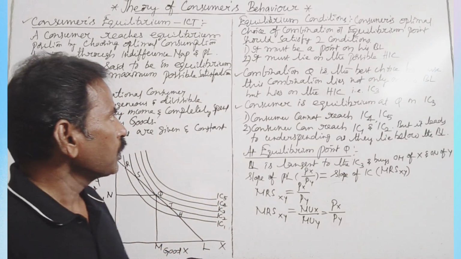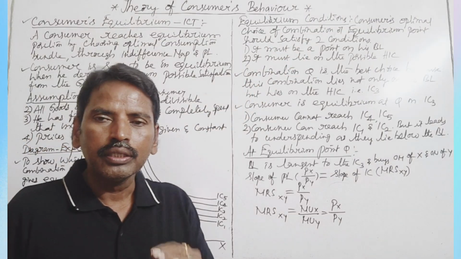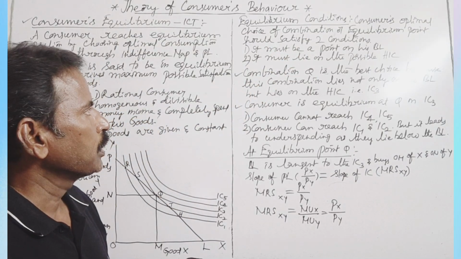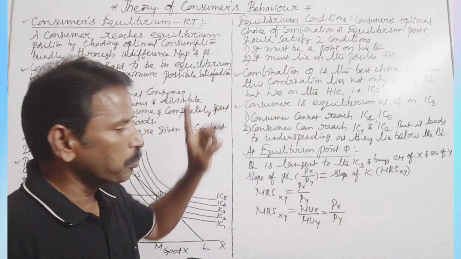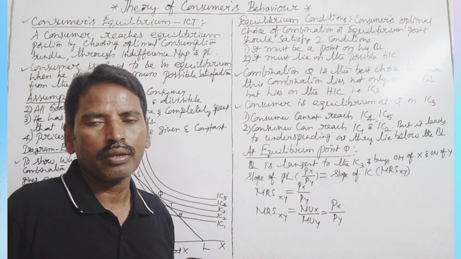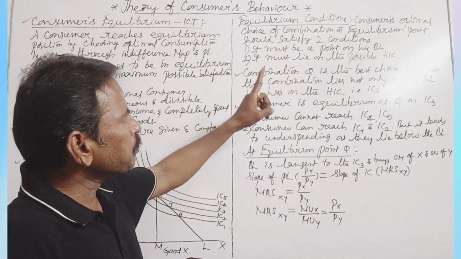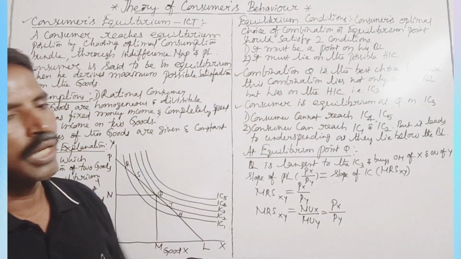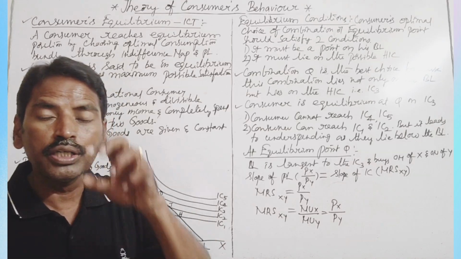Now, equilibrium conditions. What are the equilibrium conditions? Consumer's optimum choice of combinations or equilibrium point should satisfy two conditions. The two conditions are, it must be a point on the budget line. Equilibrium point must be a point on his budget line.